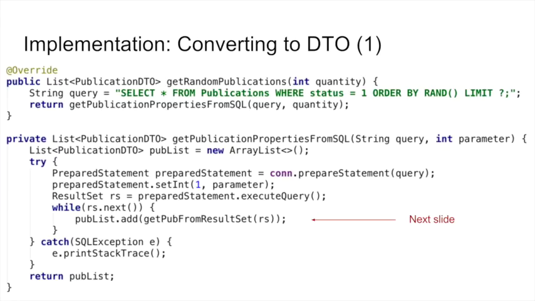We define the SQL query and pass it to a helper function, used by all of DAO's methods, returning a list of publications. This helper method creates a prepared statement and puts the parameter as the single argument for the query. Prepared statements help us prevent SQL injections. The result set now contains a cursor that we can move to each of the rows. The cursor works similar to an iterator in Java. On the next slide, we will see how we convert one row, a cursor point, to a DTO object.